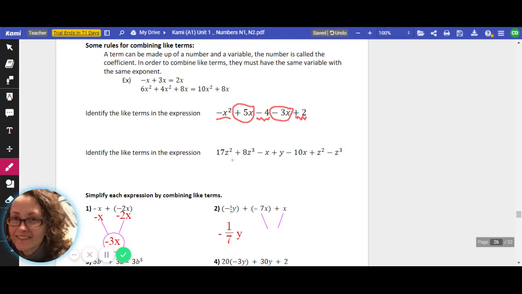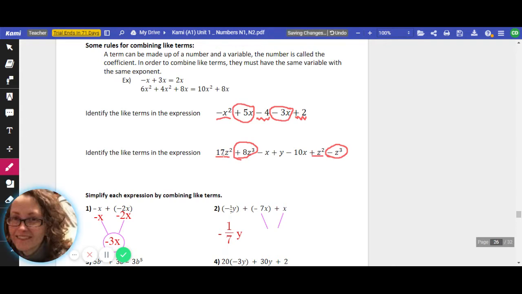Let's look at the next example. Identify the like terms here. Again, I'll start with an underline, and it doesn't matter which one you start with. Here I have a z squared to start with, and back here I have another z squared. Now my next term has a z cubed, which is matched back here.